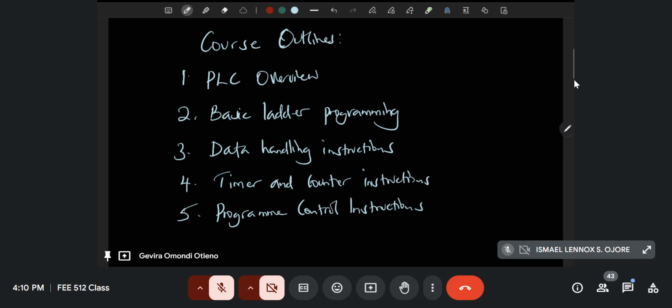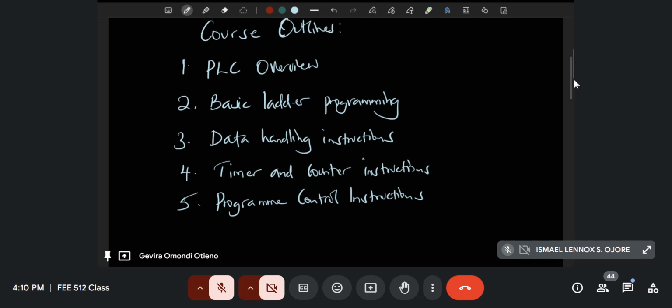In program control instructions, this is where in PLCs we have quite a number of control instructions that are very important that control the ladder diagram, and that is the master control and the zone control, the jump instructions, and even the subroutines, the interrupts, the temporary end instructions, and so on. So we'll just look at some of those and how we apply them in PLCs.